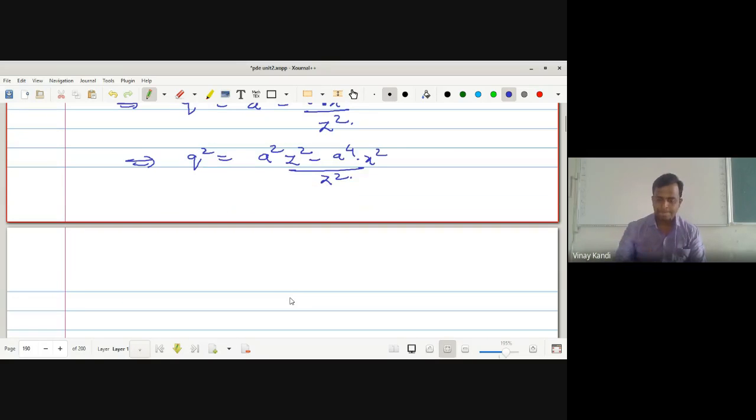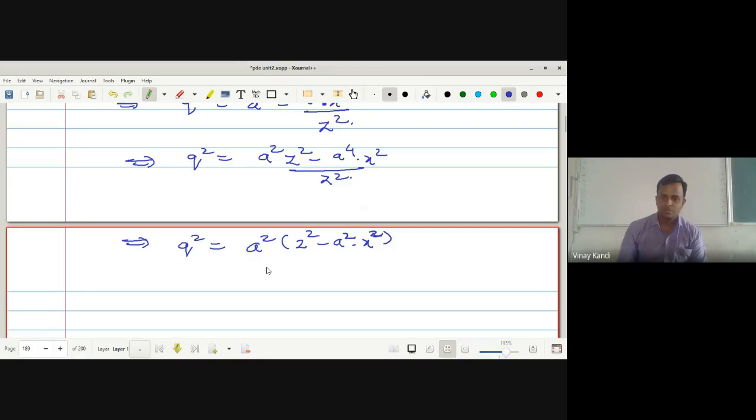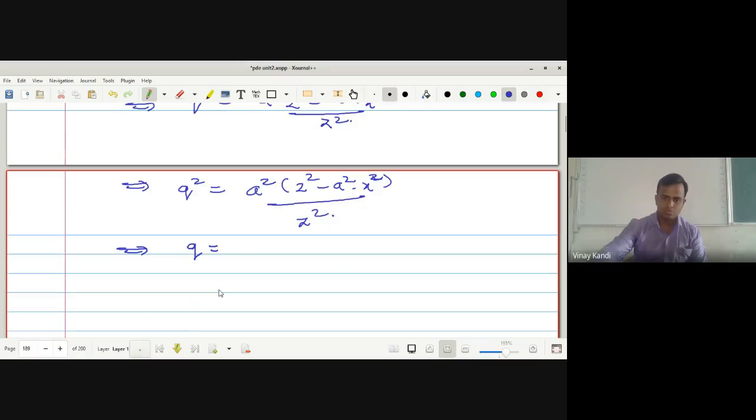Okay, that implies q square is equal to, taking a square common now, a square into z square minus a square into x square, okay, upon z square. That implies q is equal to a into square root of z square minus x square into a square upon z. Okay, so we get the values of p and q.